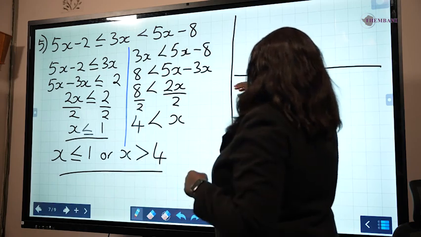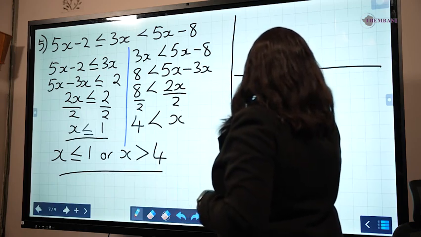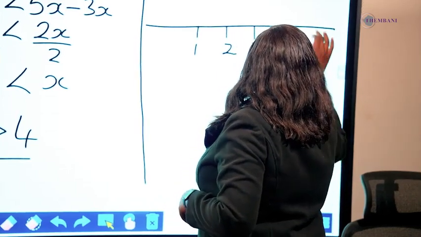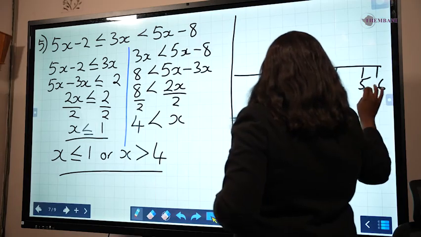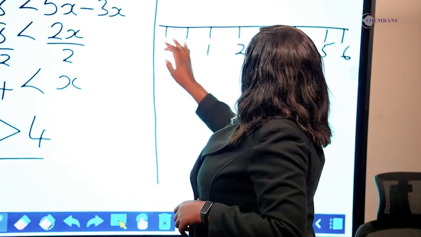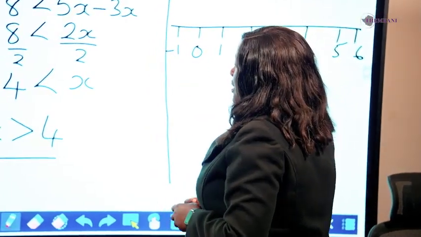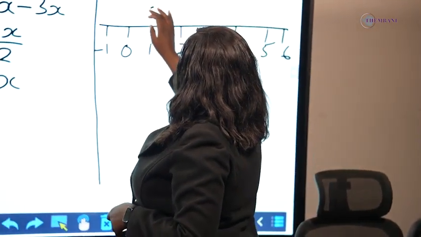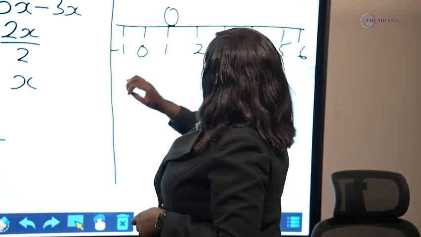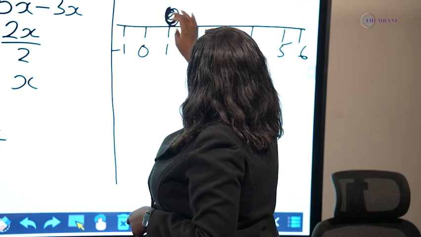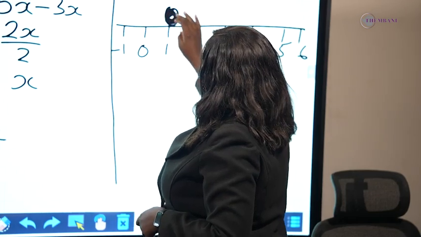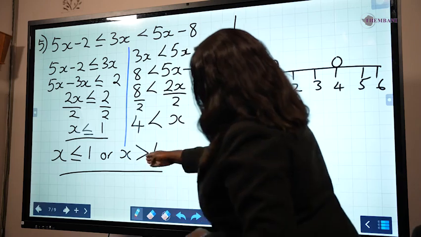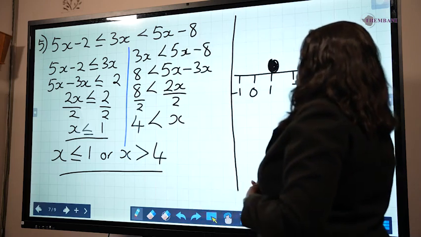Our most important values are 1, 2, 3, 4, here I'm going to put a 5, and a 6, here I'm going to put a 0, and a -1. So these are the values that I have. Using these values, I'm going to shade this part because there's an or equal to. So I'm going to shade here on 1, and then I'm going to put a small circle here on 4, but I'm not going to shade it because it doesn't have or equal to.